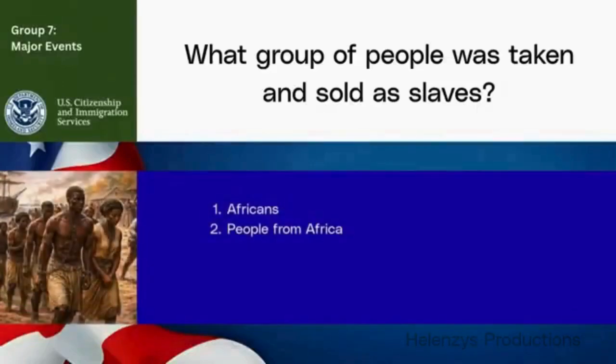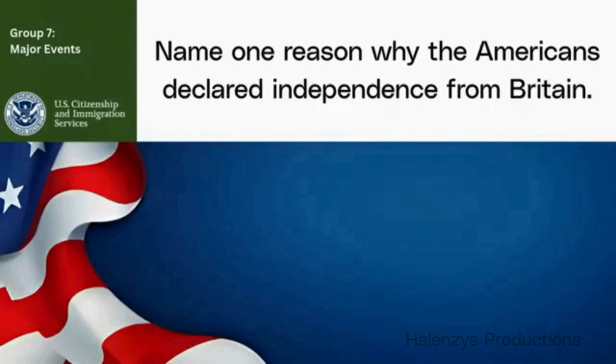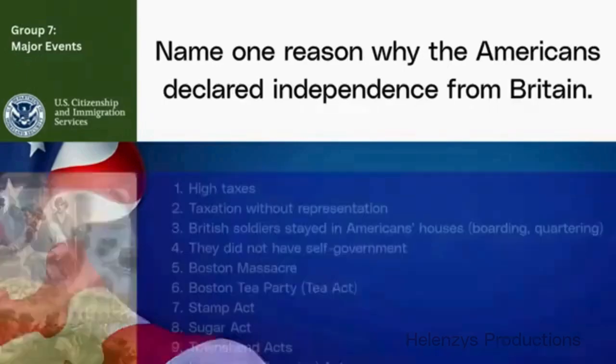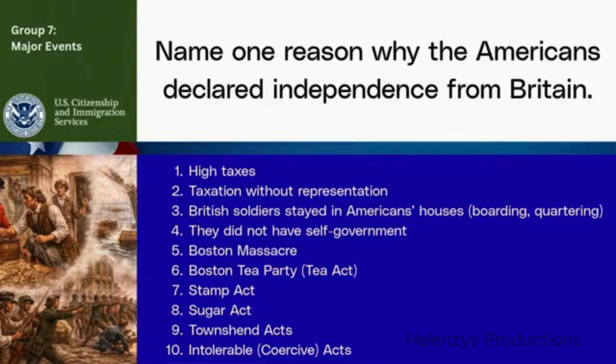Quick recall. What group of people was taken and sold as slaves? Africans. People from Africa. Name one reason why the Americans declared independence from Britain. High taxes. Taxation without representation.